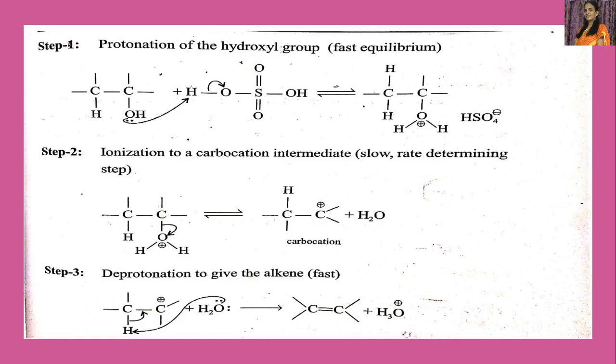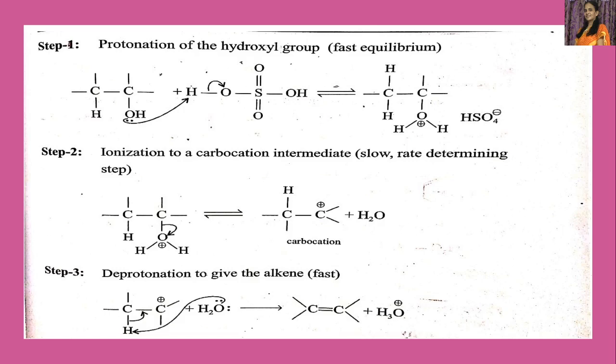First, protonation of the hydroxyl group with the help of the acid catalyst. So this is the alcohol. With the help of a lone pair of electrons present on the oxygen of the OH group, it abstracts a proton from the sulfuric acid and forms a bond with the oxygen. Then we get this intermediate where oxygen has a positive charge, and the rest of the ion is the HSO4 minus ion, that is here. In the next step, step 2, what happens?